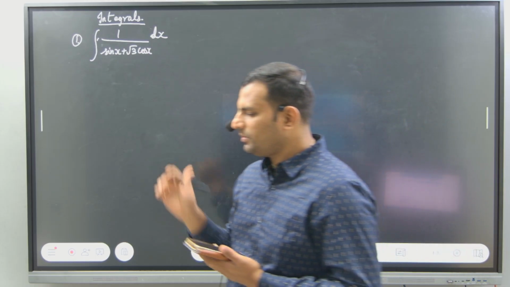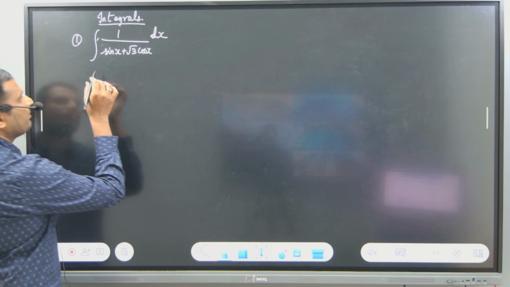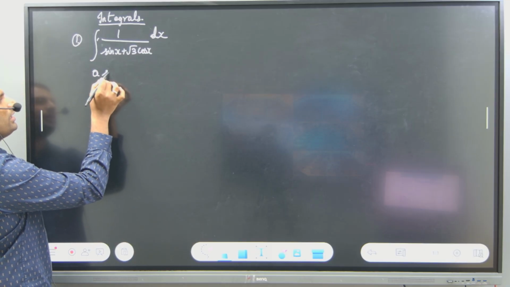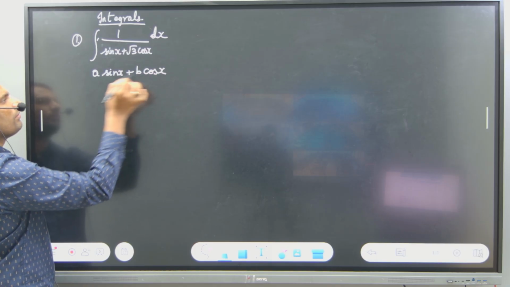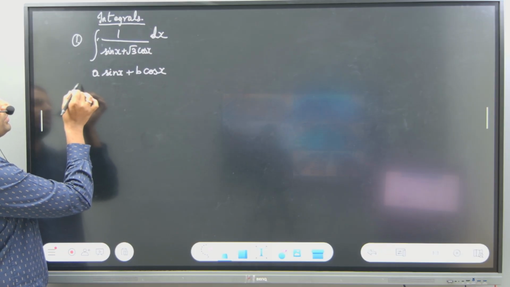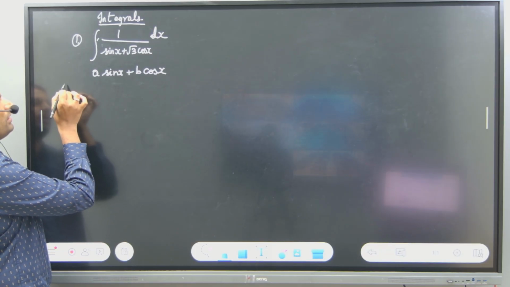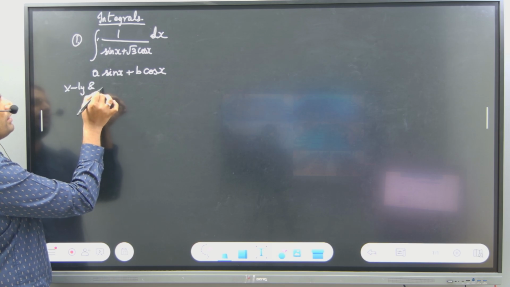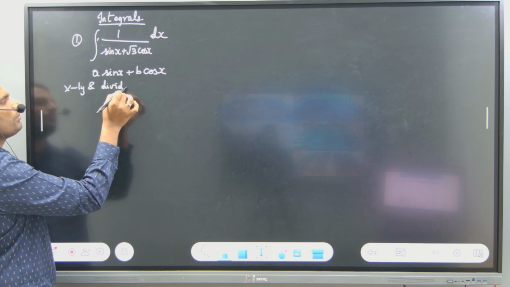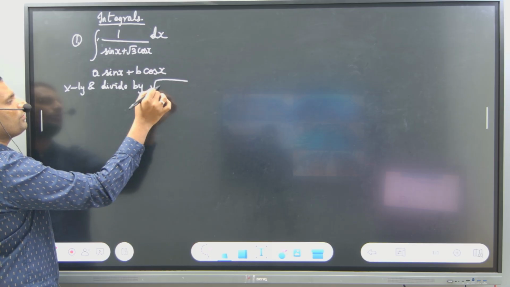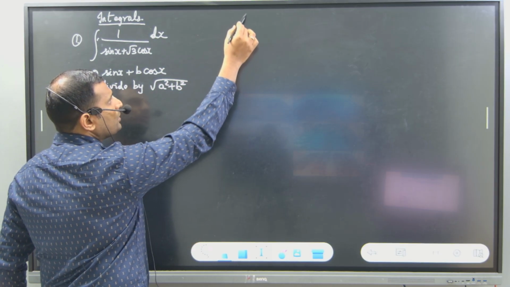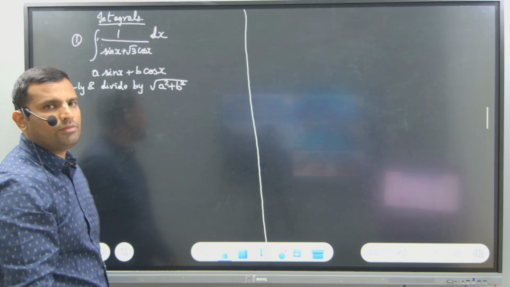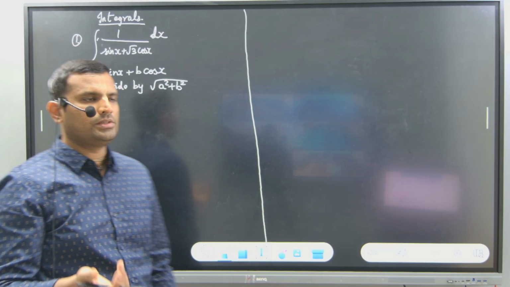Okay, I will tell you, please remember this. Whenever you have a sin x plus b cos x, when you have like this, a sin x plus b cos x, you know what you should do? You should multiply and divide by root of a square plus b square. Can you all repeat what you should do? You should multiply and divide by root of a square plus b square.